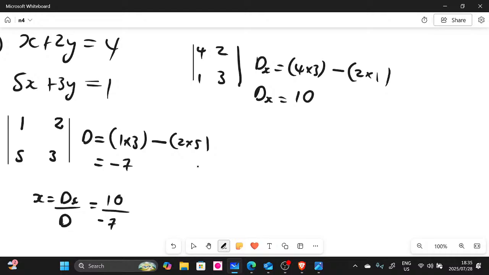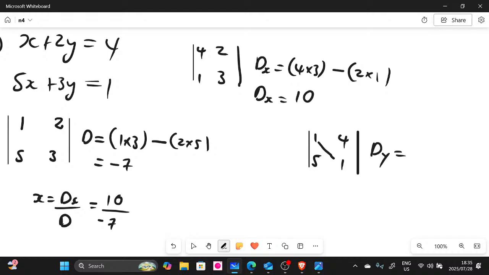Now, in order for us to find dy, we do a similar thing. Now we bring back our x coefficients here, which are going to be 1 and 5. But these constants we substitute where the column of y is, which is going to be 4 and 1. There we go. Are we still together, my good people? I hope we can find dy. There we go.